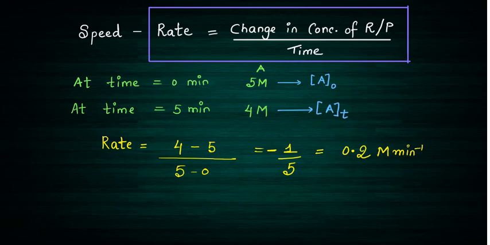Okay, now if you look at the values, the change in time is a fixed time interval. Therefore, the rate calculated is called the average rate of reaction.